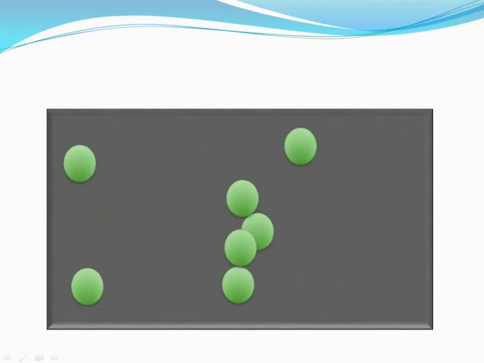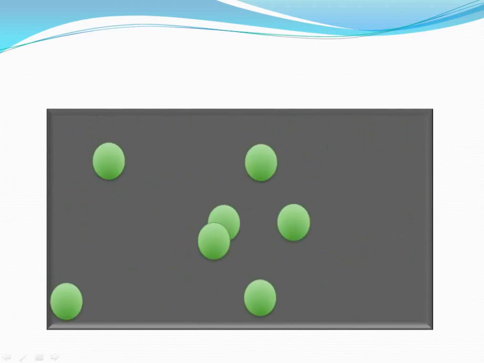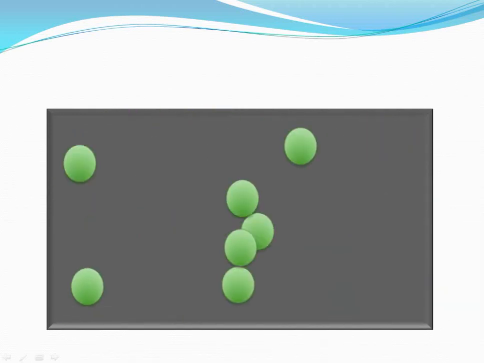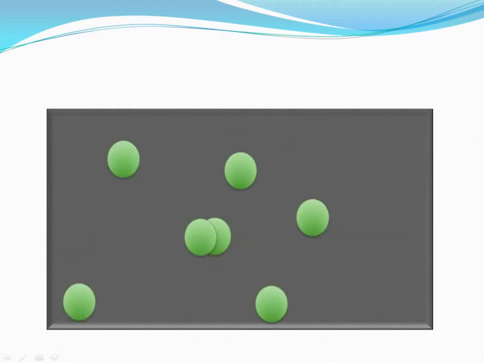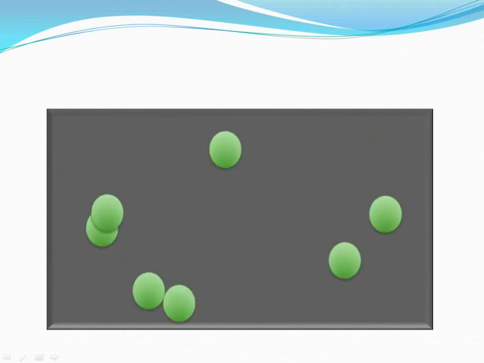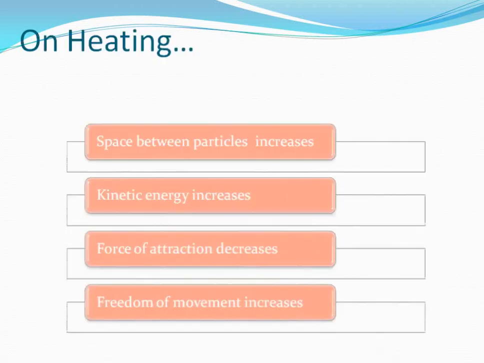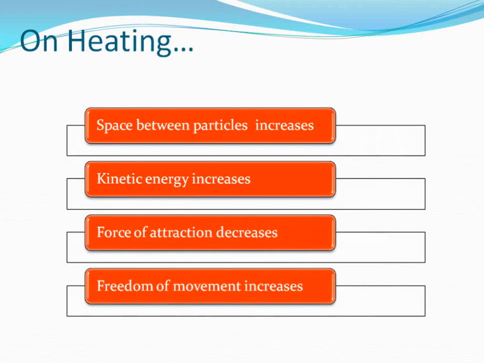the matter particles. Heat is basically a form of energy, isn't it? This energy gets transferred to the particles and increases their kinetic energy. Understood? And as you can see, the increase in kinetic energy leads to faster particle motion, decrease in the force of attraction between particles, and increase in the space between particles. You can basically say that on heating, the space between the particles increases, the kinetic energy increases, the force of attraction decreases. Overall, the freedom of movement increases because now the particles have greater energy and they can move wherever they want.